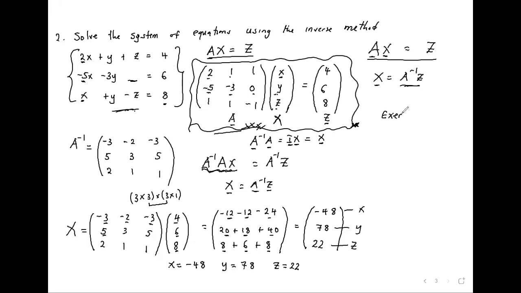Exercise. Use the inverse method to find X, Y, Z given: X plus Y plus Z is equal to 2, X minus 3Y plus 2Z is equal to 7, 4X minus 2Y minus Z is equal to 9.